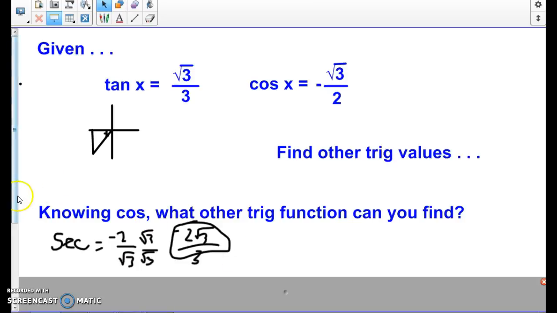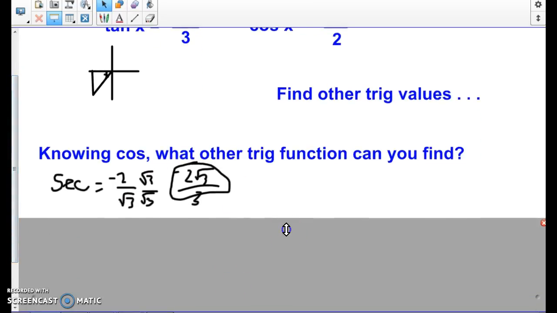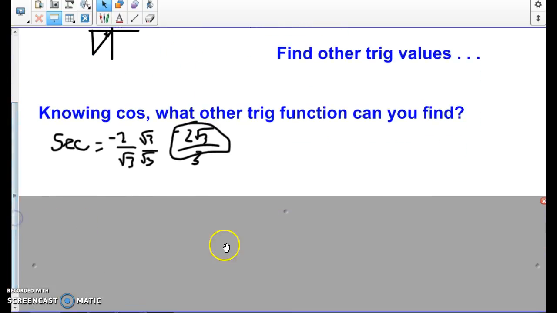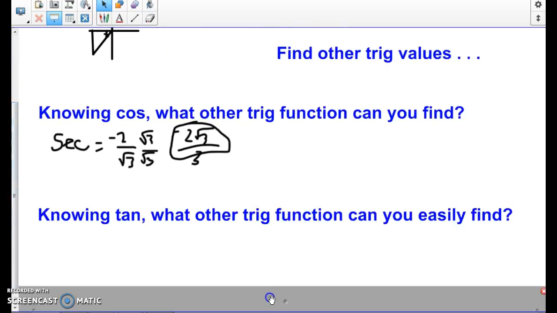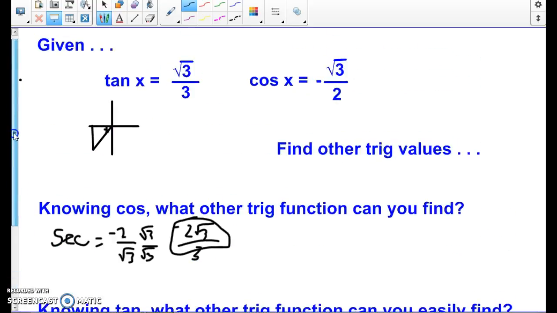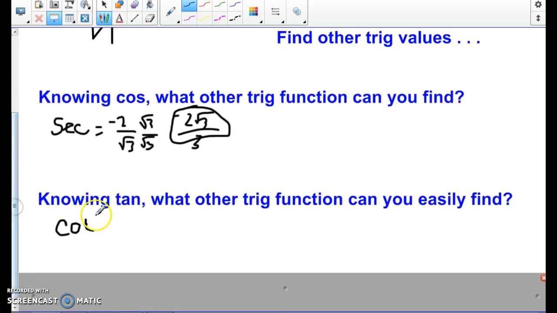So now we're going to go down to, which other one can I find easily? Well, if you know tangent, you can easily find the cotangent because they are reciprocals of one another. So the cotangent is going to be the reciprocal of what you had before. If you look up top, which I'll show you, tangent is root 3 over 3. It's a positive. So cotangent is 3 over root 3.